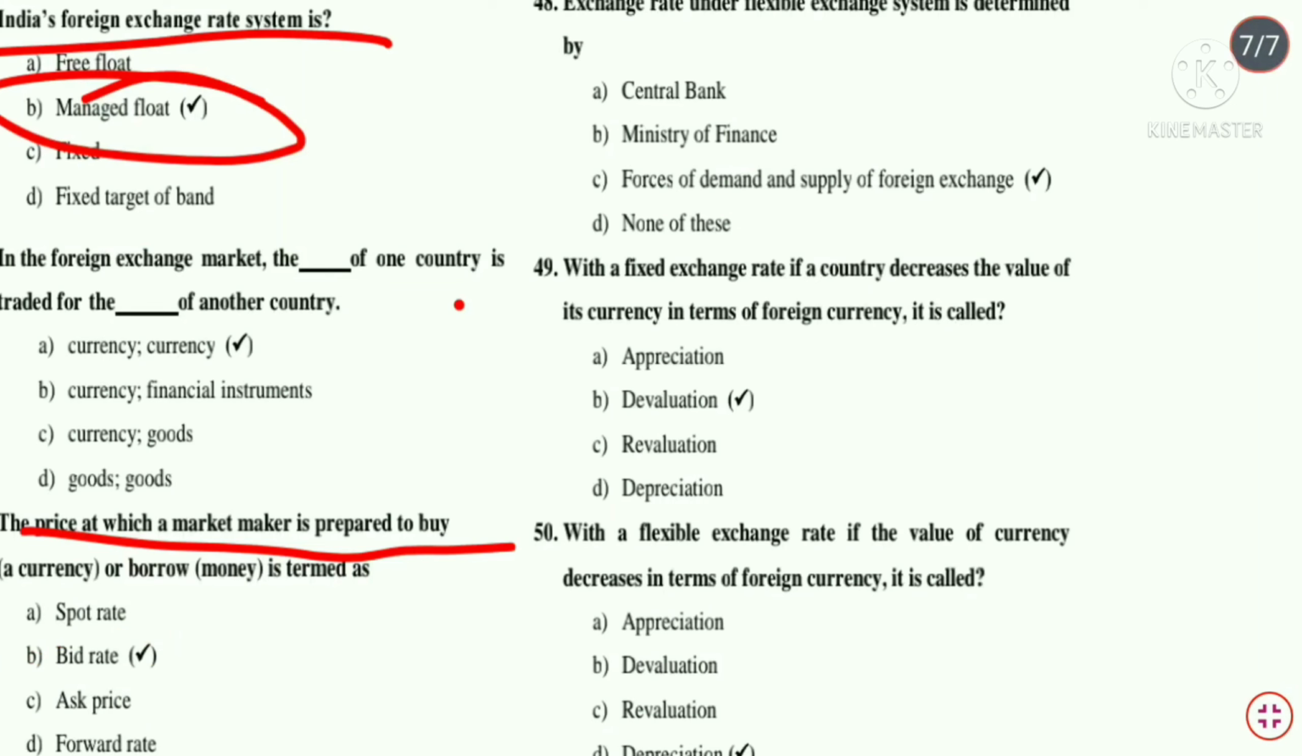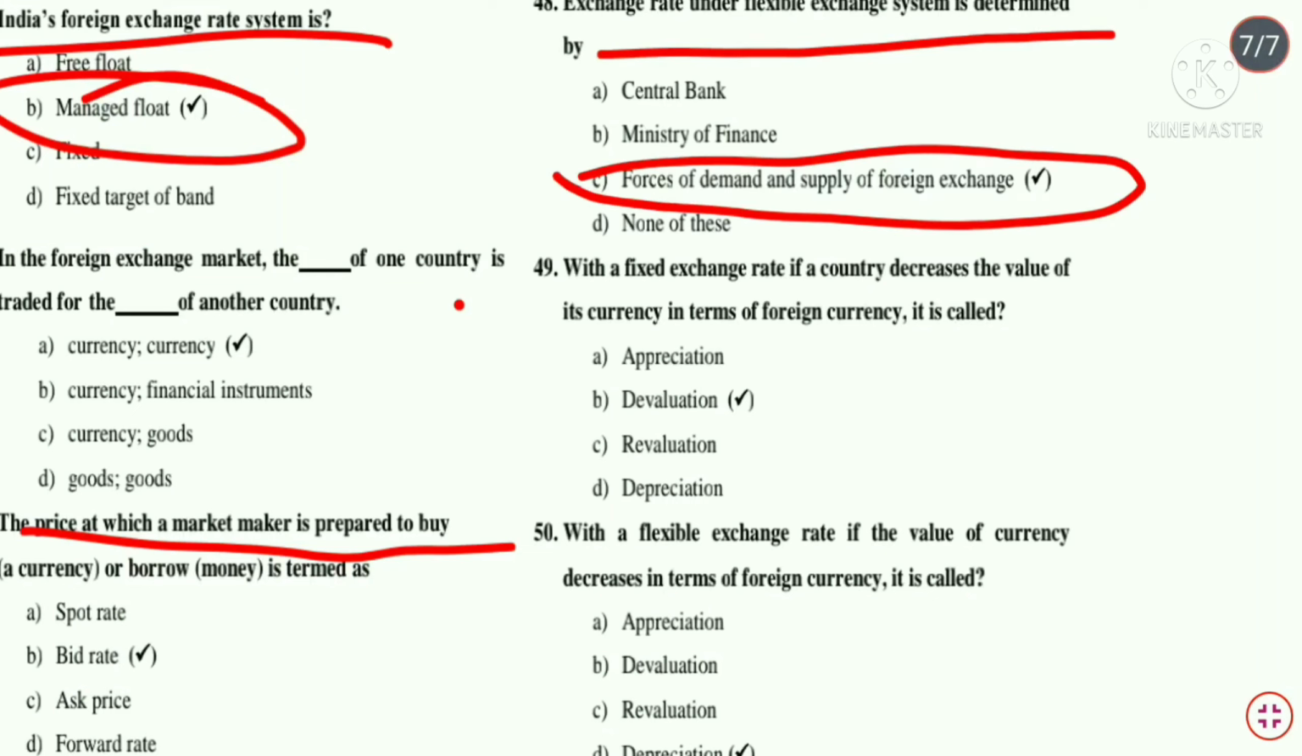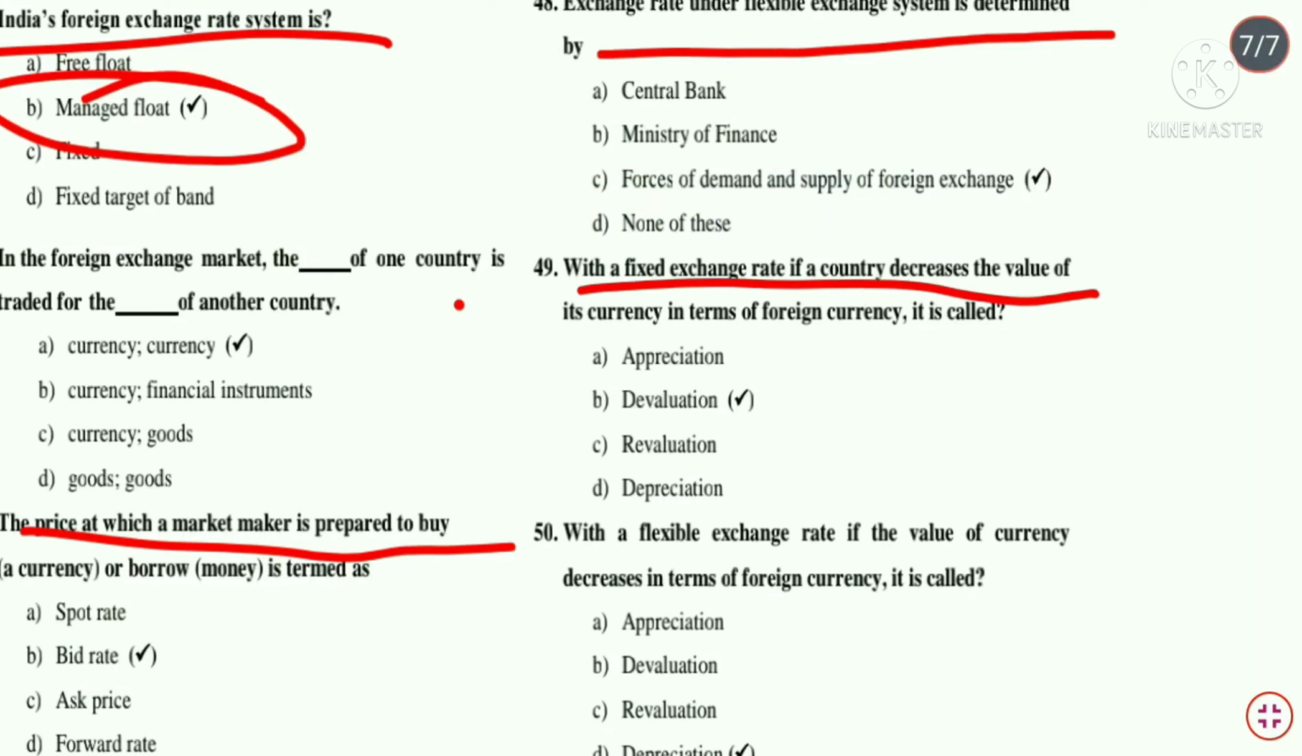Next question: exchange rate under flexible exchange system is determined by forces of demand and supply of foreign exchange. Option C is the correct answer. Next question: with a fixed exchange rate, if a country decreases the value of its currency in terms of foreign currency, it is called, that is known as devaluation. If a country has a fixed exchange rate system and the value of its currency decreases, we call it devaluation, but if the value of its currency increases, then what do we call it? That is known as revaluation.